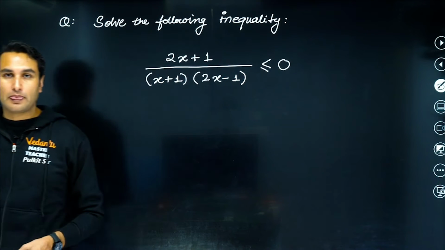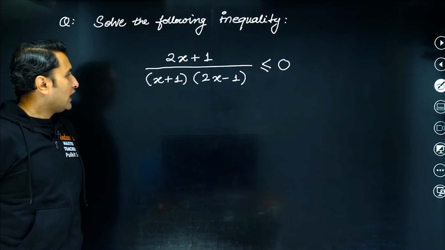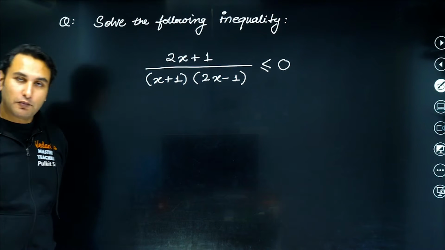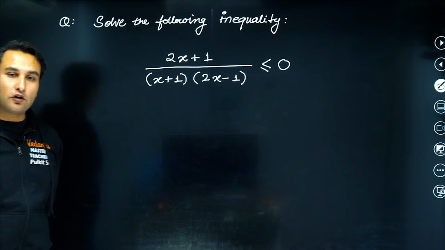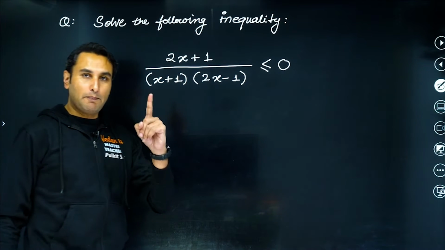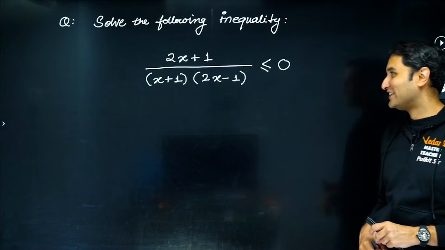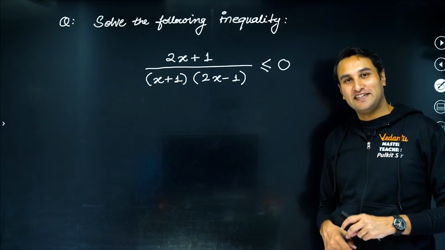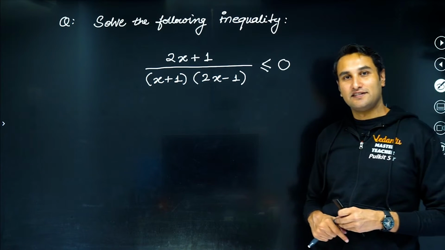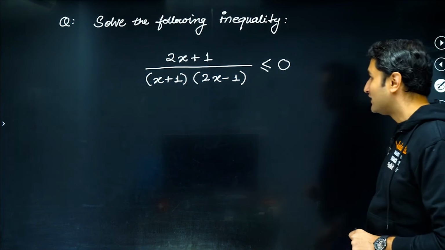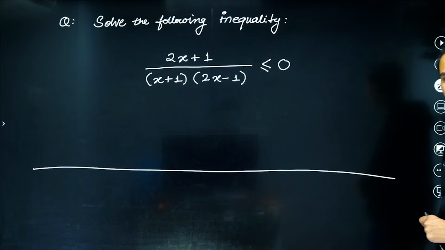Now let's do one example. Let's do this, all of you. (2x plus 1) upon (x plus 1) upon (2x minus 1) less than or equal to 0. Can you do it with me, all of you? Step 1. Read it. Make a number line.